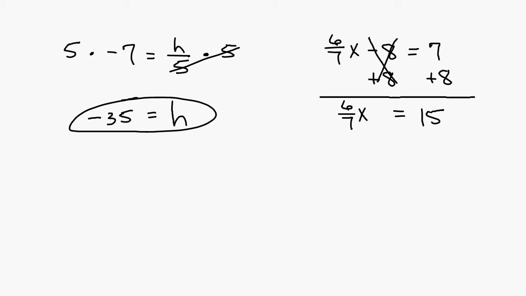The variable is being multiplied by 6/7, so you're going to divide both sides by 6/7. These will cancel. The x is now all by itself. So the 15 is still sitting in your calculator from when you added 7 plus 8. So 15 divided by 6/7 is 17 and 1/2. Very good.